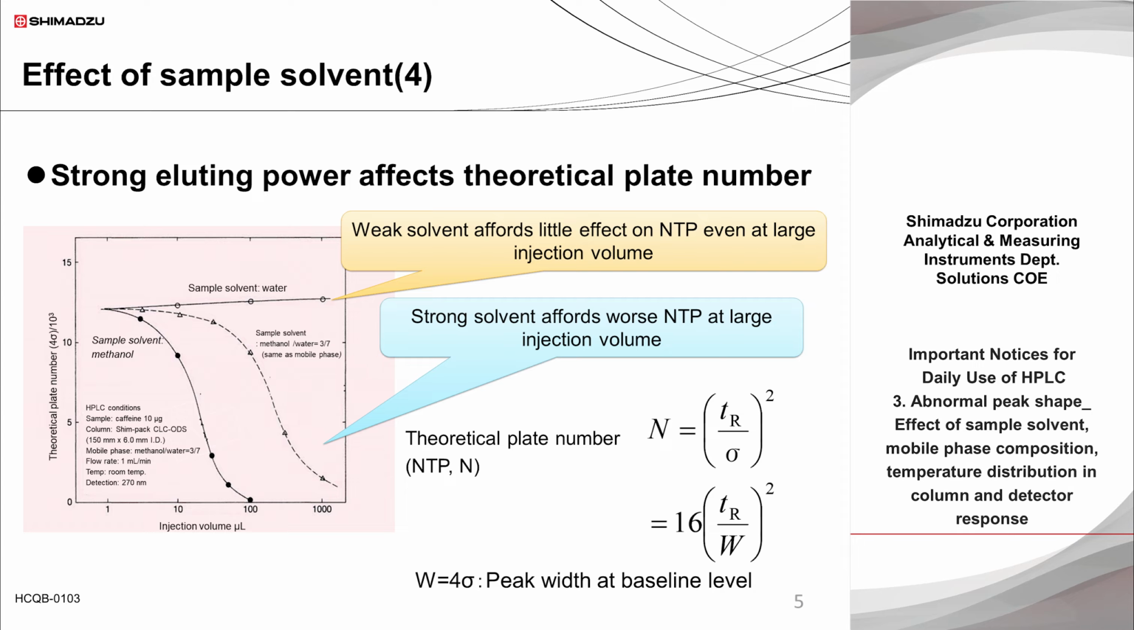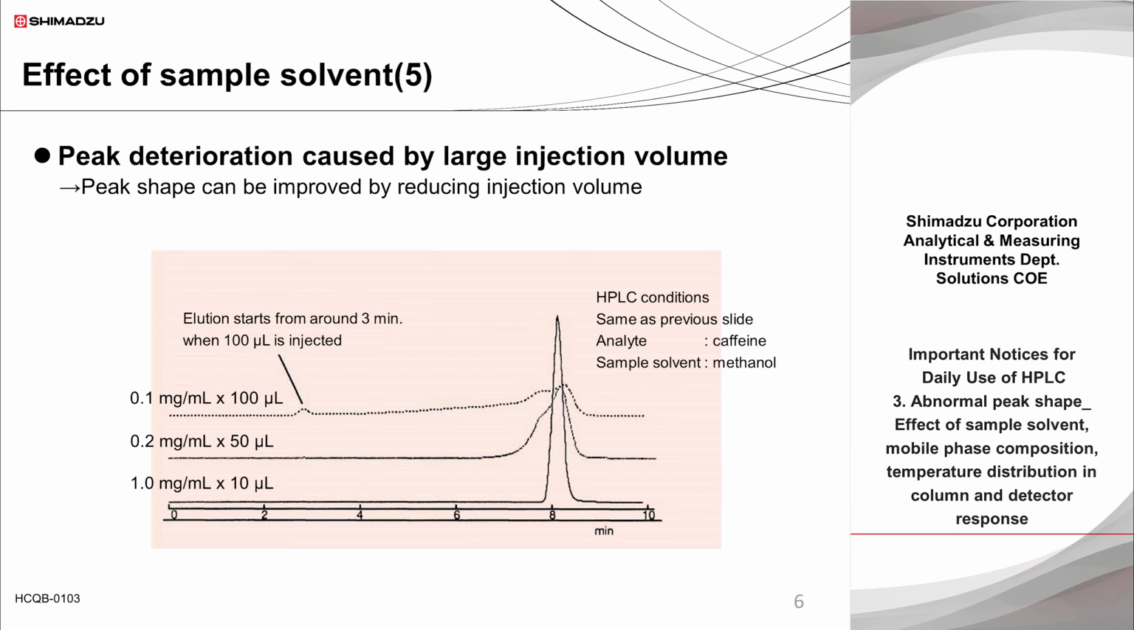These results indicate that, as a general rule, it is important to prepare a high concentration sample with a solvent that has a weaker eluting power than that of the mobile phase, and to inject with the smallest possible injection volume. This slide shows a chromatogram comparison of the solvent effect of different injection volumes.